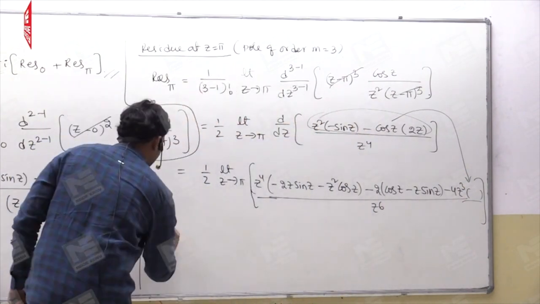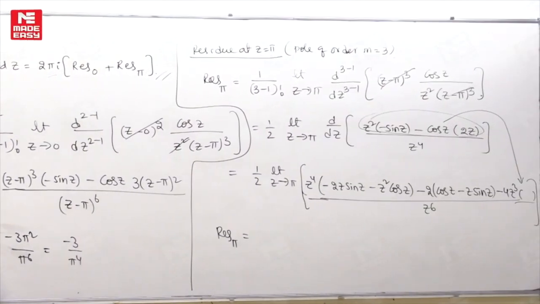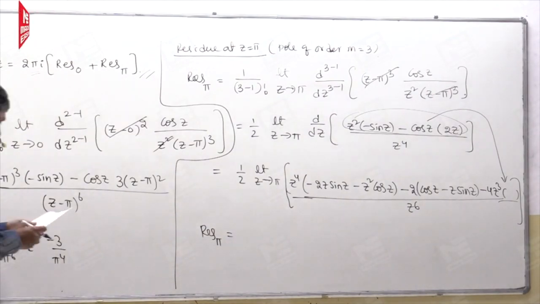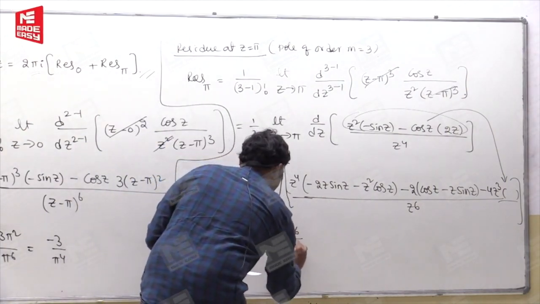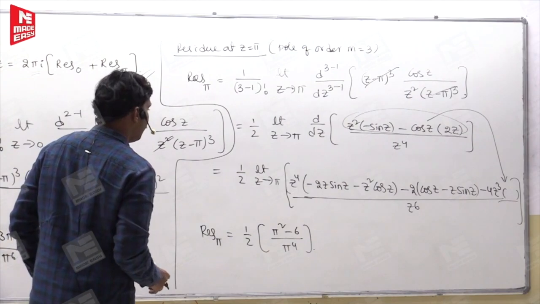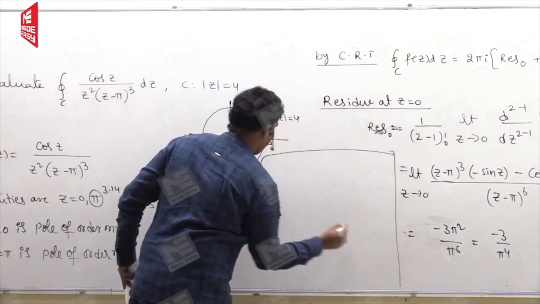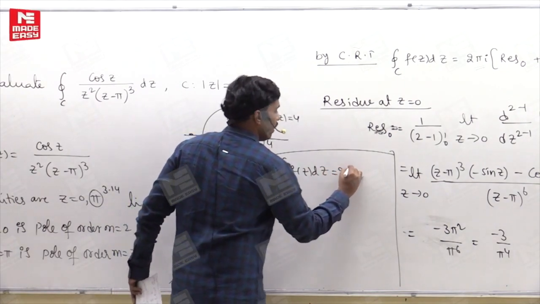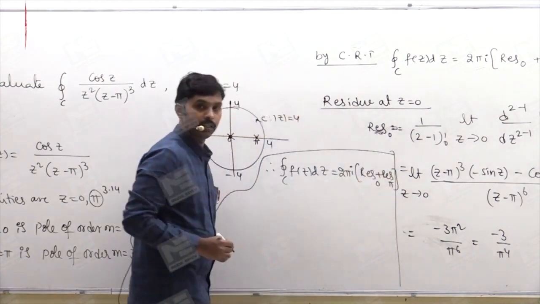So then you are going to get the residue at pi. The value of the residue at pi you are going to get is 1 by 2 of (pi square minus 6) by pi power 4. So this is what you are getting, the residue at pi here. Therefore, the integral over C of f of z dz is equal to 2 pi i into the residue at 0 plus residue at pi.